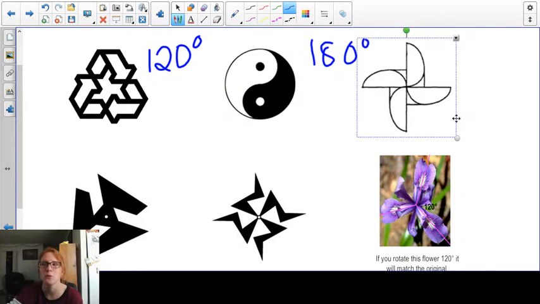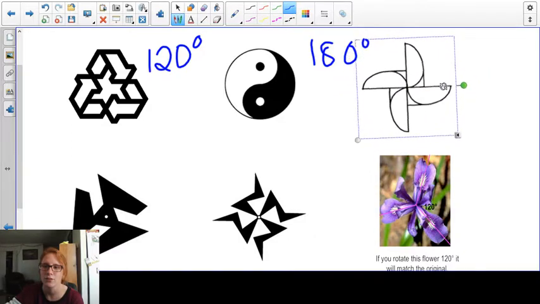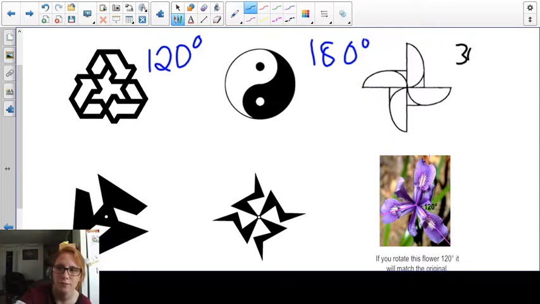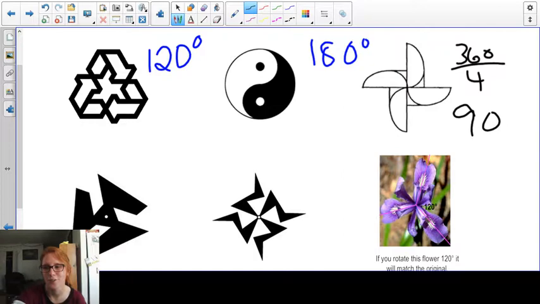All right, this pinwheel. You notice, if I just flip it one little turn, I'm back to the same shape I already was at. Now, it has 4 points, because I have 1 point, 2 points, 3 points, 4 points. I'm going to take 360, divide that by 4, which gives me 90 degrees. Good job. So that pinwheel has rotational symmetry of 90 degrees.